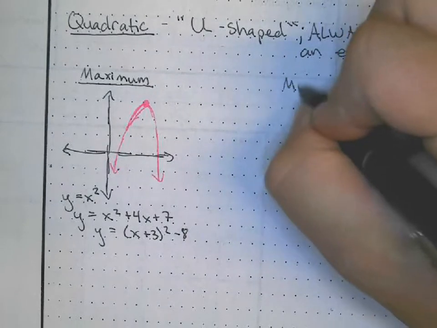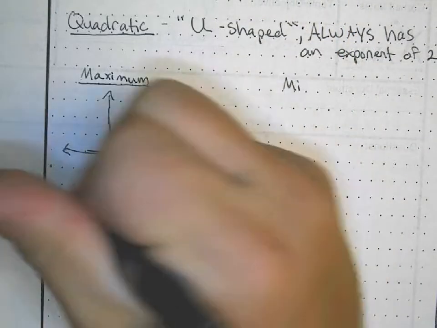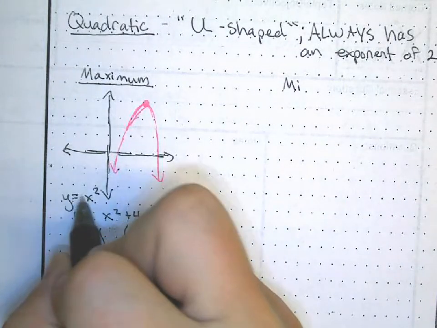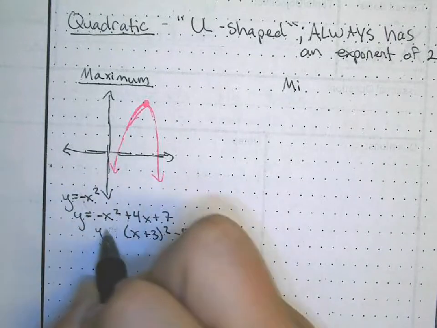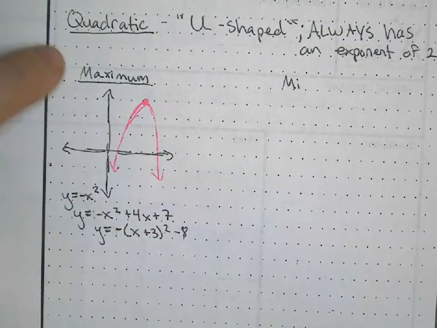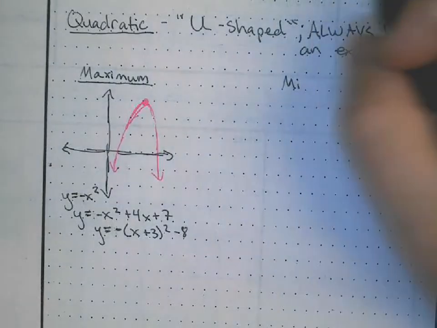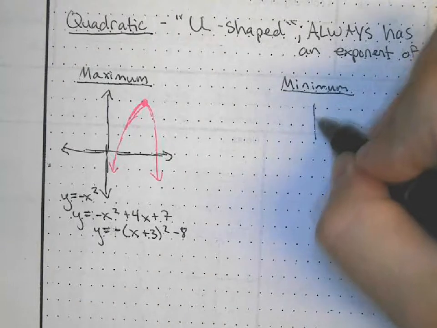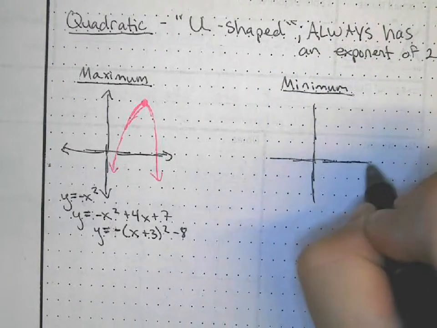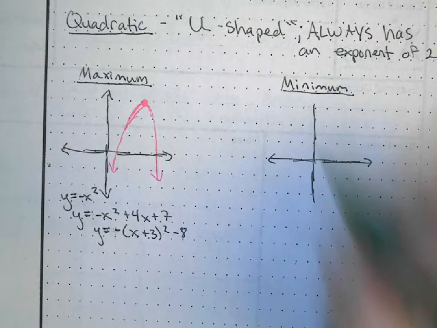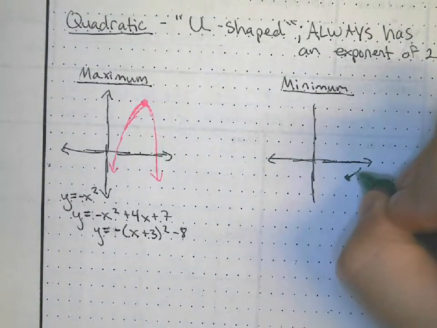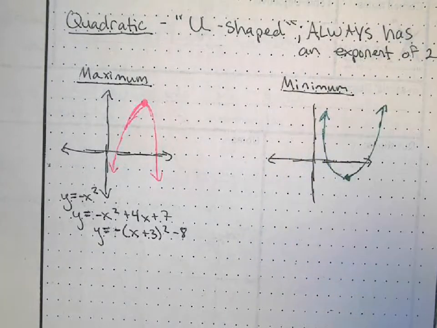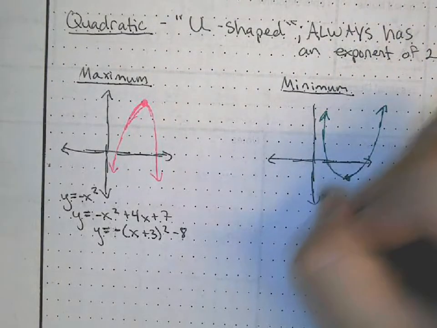So let's look at a minimum. Oh, maximum. Shucks. All these are negative. So let's make some space for that negative. When it's a maximum, we have a negative out in front of our x. And the minimum will be the opposite, no negative. So we'll have a lowest point, a minimum point, and then it's U-shaped coming up from that point.